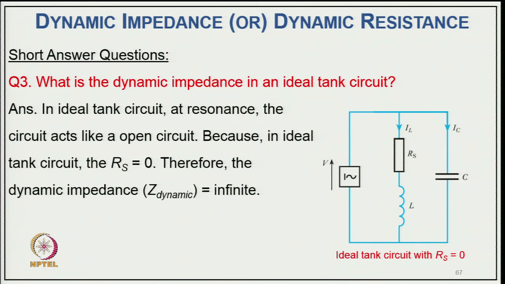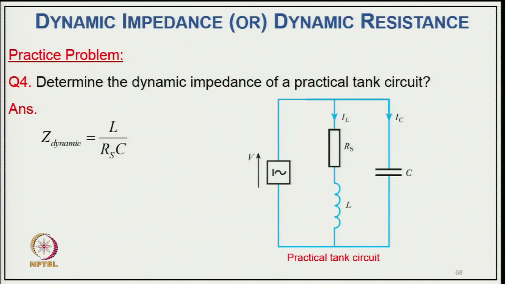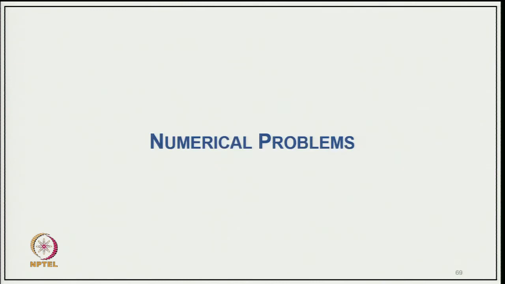hence the dynamic impedance is equal to R. Then what is the dynamic impedance in an ideal tank circuit? In an ideal tank circuit at resonance, the circuit acts like an open circuit. Because in an ideal tank R S equals 0, therefore the dynamic impedance Z dynamic equals infinite. Coming to a typical practice problem, determine the dynamic impedance of a parallel tank circuit. So, that is Z dynamic equal to L upon R S into C.